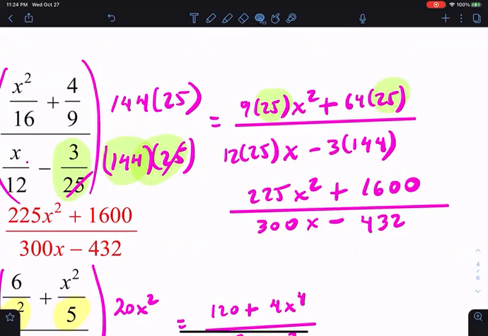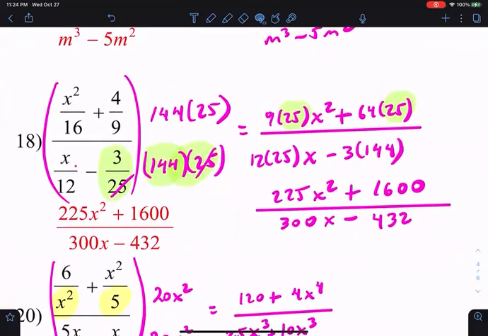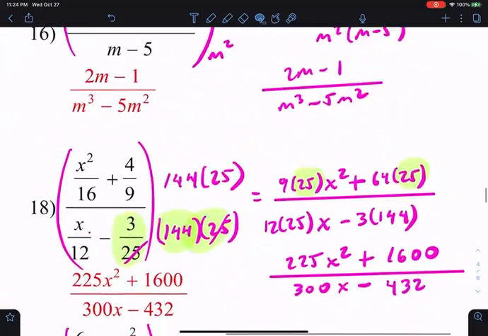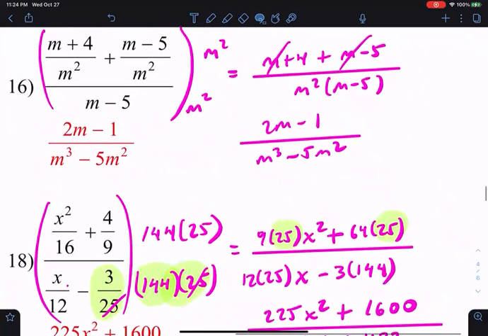And that's basically it. I hope you understand all the problems, okay? The main thing is you need to identify what's common denominator. Once you identify what's common denominator, this problem is nothing. It's very simple, okay?